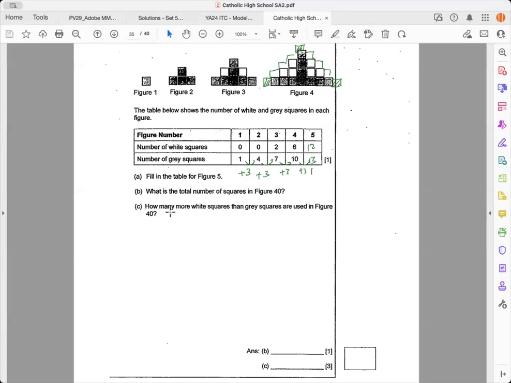Okay. Now, if I look at this, if I sum it up, number of squares altogether, this is 1, this is 4, 2 plus 7 is 9, 10 plus 6 is 16, 12 plus 13 is 25. So these are square numbers. That's a good discovery. If you can see it, that's very good. The pattern number multiplied by itself, you get a total number of squares. So total number of squares for figure 40 will be 40 times 40, 1600.